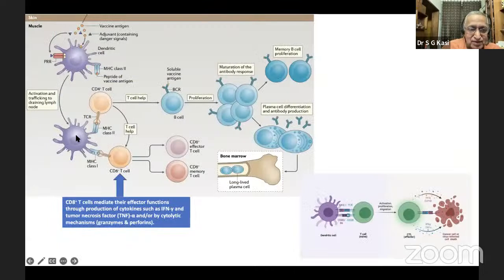This is the antigen presenting cell which has ingested the antigen. Extracellular antigens are presented to class 2 MHC on the CD4 cells. These CD4 cells have two functions. They help the B cells and they also help the CD8 cells. CD8 cells, which are presented with the MHC class 1 molecule, become CD8 effector cells or CD8 memory cells.